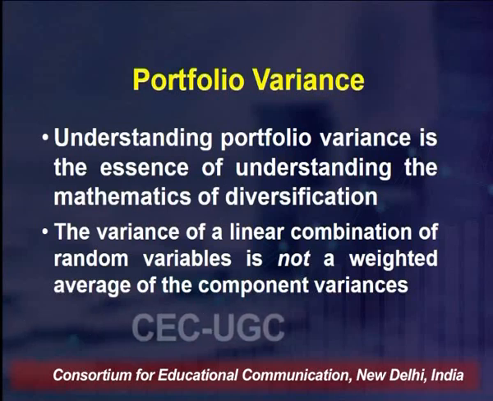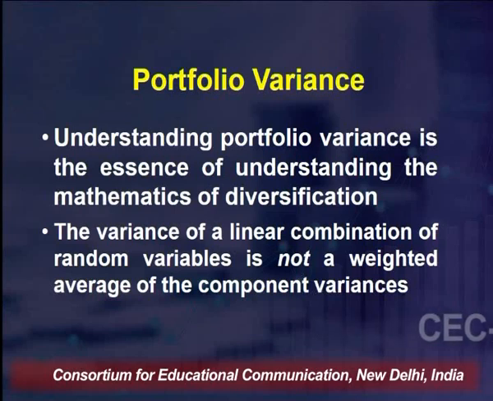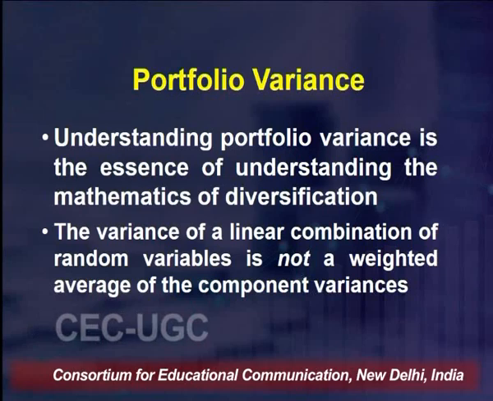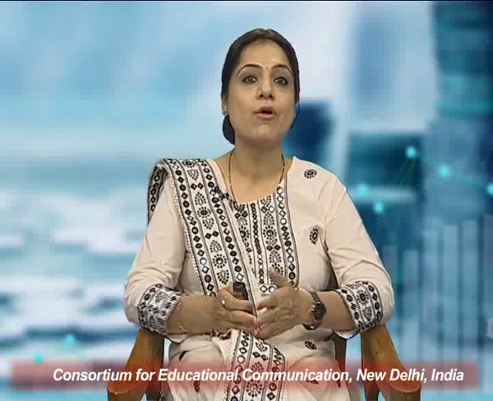As I just stated, the variance is not a linear combination of the individual components. In fact, it is not even just the weighted average of the component variances. Why? Because we have to take into consideration the role of negative correlation. We need to take into consideration the role of covariance between the two stocks.